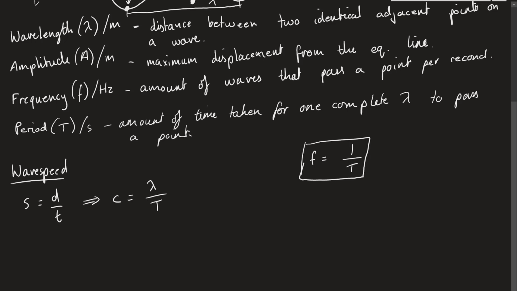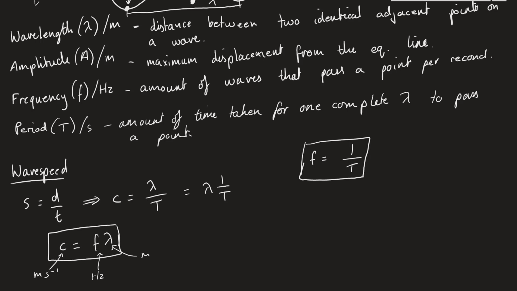It doesn't just work for waves, you'll find it also works for periodic motion. But what this means is that we can change this slightly, because I could rewrite this as lambda times 1 over T. These two are identical, and 1 over T I know is f, so I could write the wave speed as c equals f times lambda, and this is on your formula sheet, where the wave speed is in meters per second, frequency is in hertz, and the wavelength is in meters.